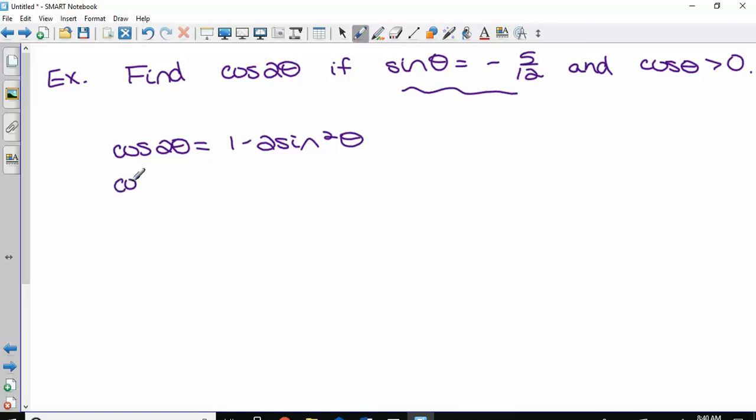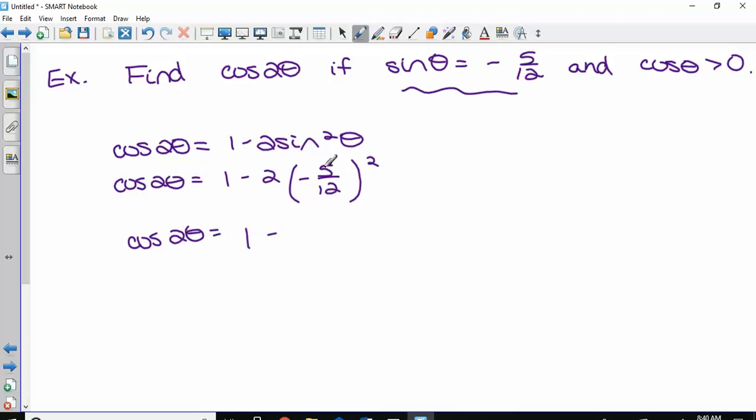So cosine 2 theta is 1 minus 2 sine squared theta, which means sine of theta squared. And I told you sine of theta was negative 5 over 12. Do we need the fact that cosine is greater than 0? No, because the formula I chose, I don't have to find anything else, so I don't have to draw a triangle. So that just ended up being extra information.